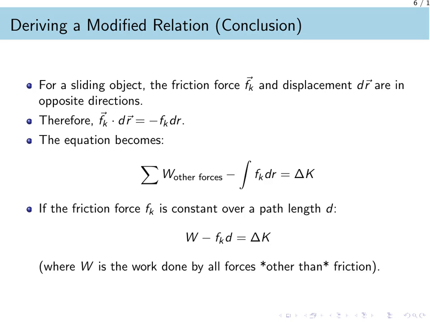This is a very useful result. If we also assume that the friction force F sub k is constant over the motion, we can pull it out of the integral. The integral of dr is just the total path length, which we can call d. Our final equation is W minus F sub k times d equals delta K, where W is the work done by all forces except friction.